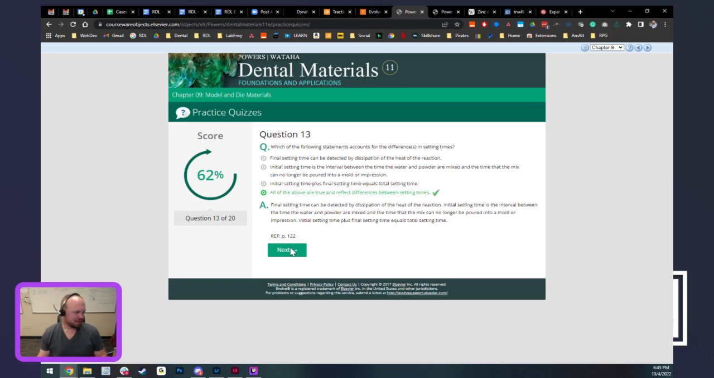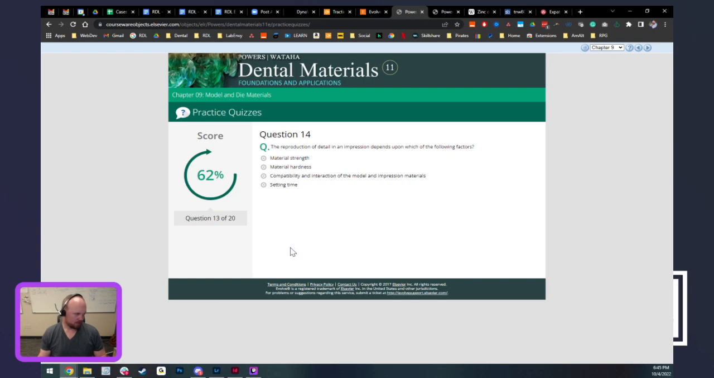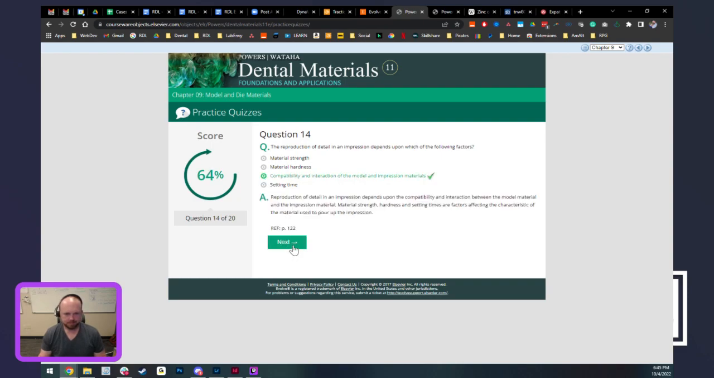The reproduction of detail in an impression depends on which of the following factors: material strength, material hardness, compatibility and interaction of the model and impression materials, setting time. One of these things is not like the other. I think it's this long one here. Reproduction of detail in an impression depends upon the compatibility and interaction between the model material and the impression material.